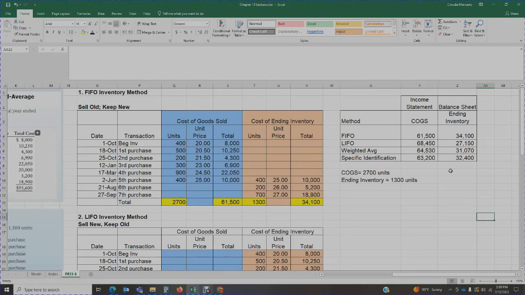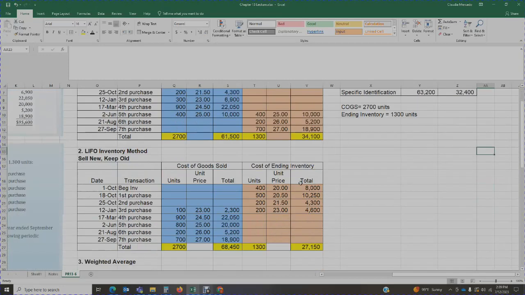They can be complicated. You do need to practice. Remember, when you're doing FIFO, you sell the old, you keep the new. For LIFO, you sell the new, and you keep the old. So don't get them confused. I always like to write down on a piece of paper, what am I keeping, what am I selling? That way I know, for LIFO, I sell the new, so I should be selling all of my newer items. I'm keeping my oldest inventory, my oldest items that I have.